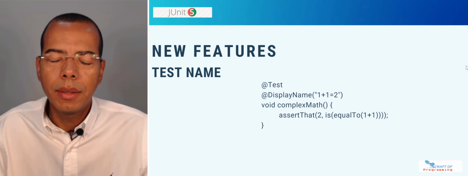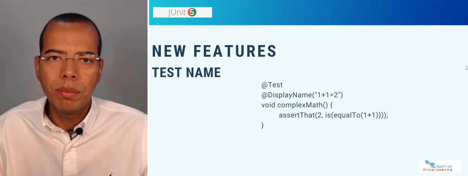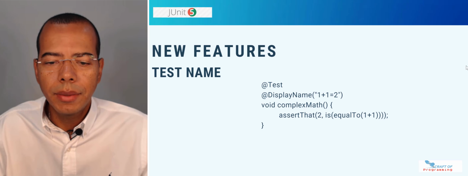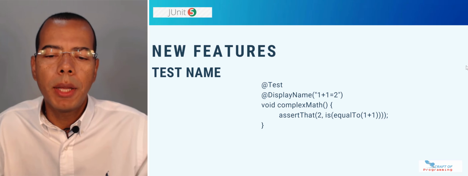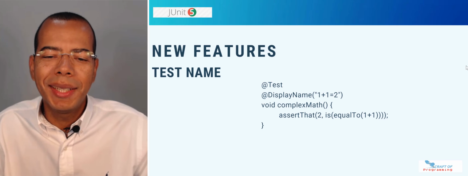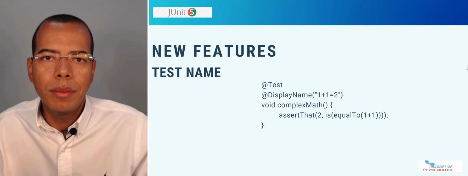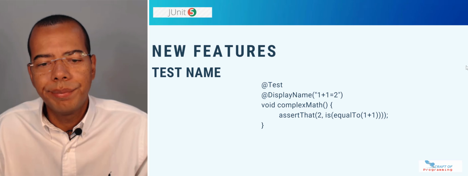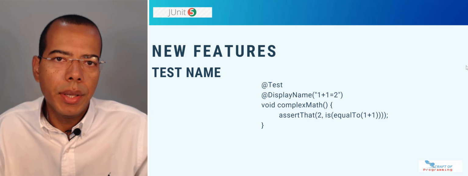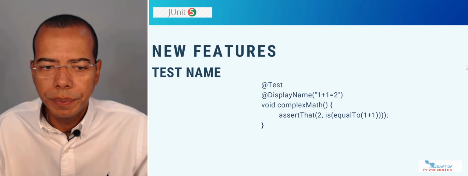Another one, which is a slightly small one: you can now specify a custom test name, and when this test runs, instead of saying complex math, you will actually see 1 + 1 = 2 as the name of the test in the output. And this might be useful for cases where you need real expressiveness in the test name, which matches the test body.